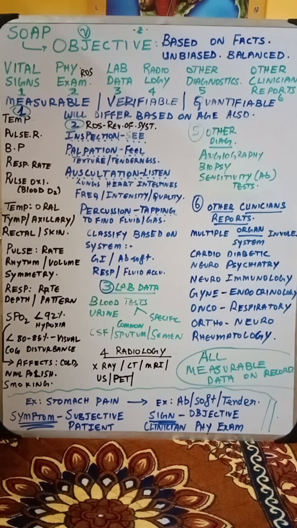We know lab data means blood test, urine test, cerebrospinal fluids, sputum, and semen. All those things fall under the lab data. Blood test, there are two things. There is a common or a specific test. Like if you suspect some microorganism, or some disease like typhoid, hepatitis, tuberculosis, you will go for a different set of tests.